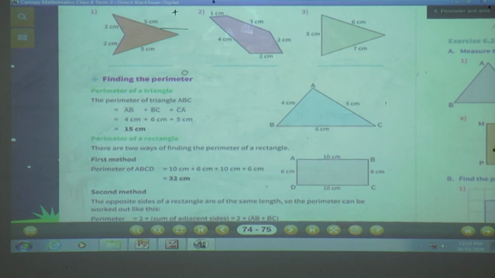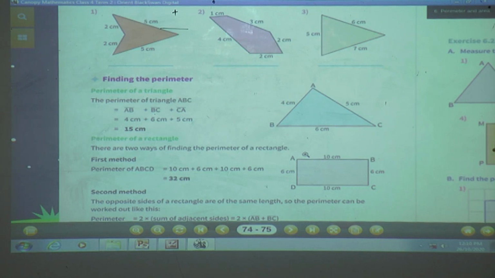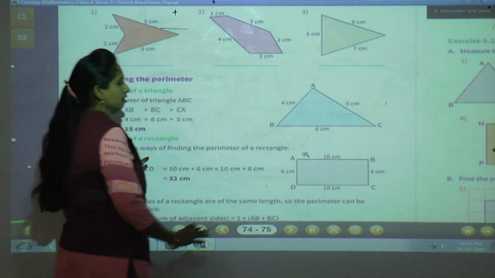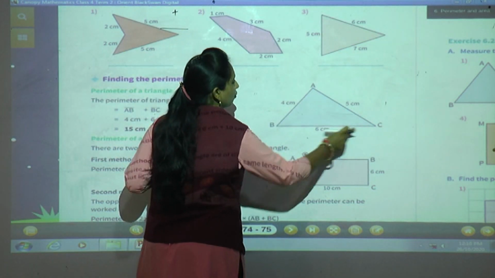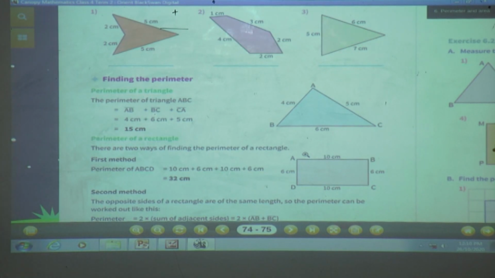Now we are going to study about finding the perimeter of a triangle. Now what is the perimeter of a triangle? See, the sum of the length of all the sides. This also, the sum of the length of all the sides of a triangle. If we add, we get the perimeter of the triangle.